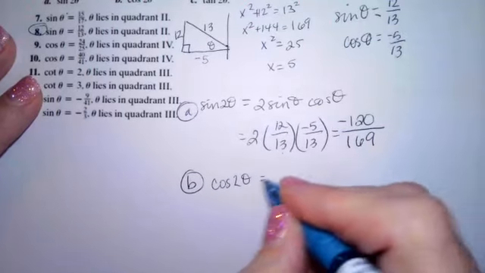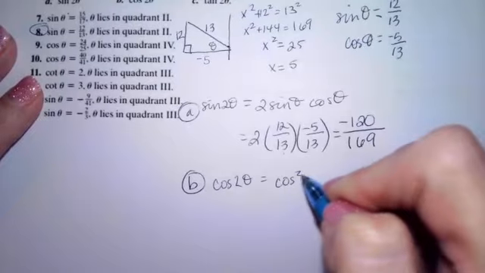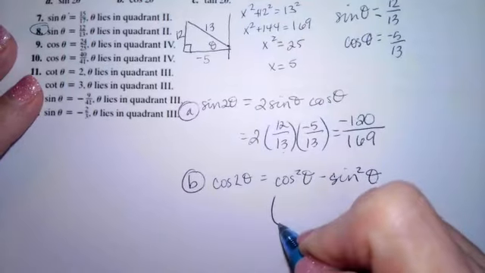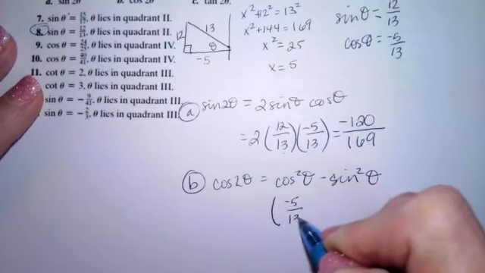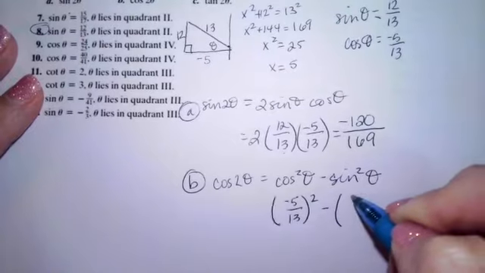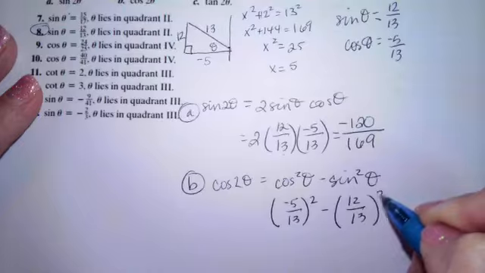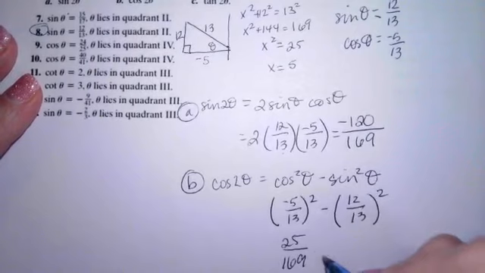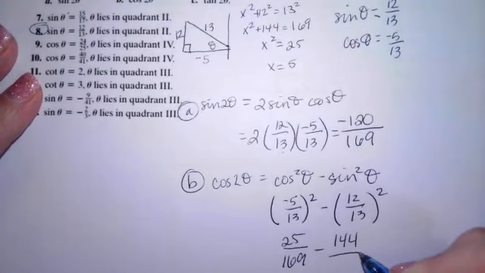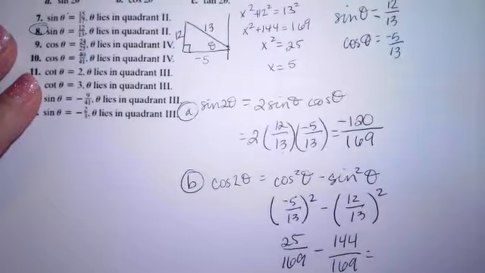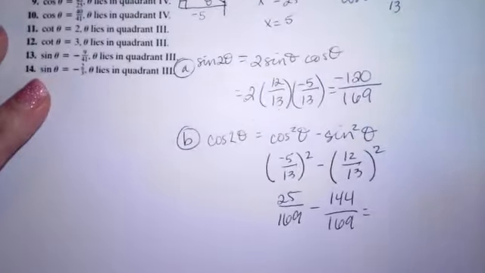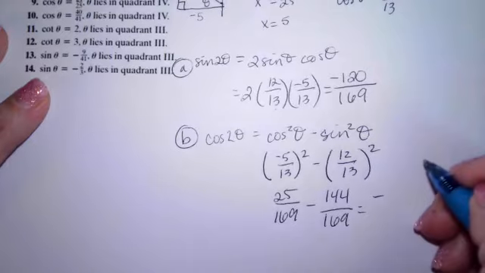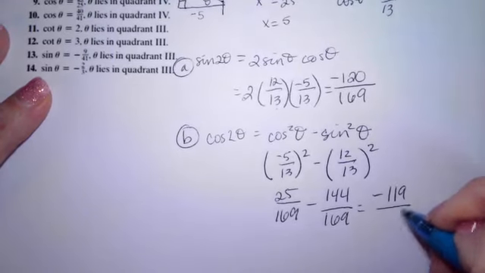cosine double theta is cosine squared theta minus sine squared theta. So then that's going to be negative 5 over 13 squared minus 12 over 13 squared. So 25 over 169 minus 144 over 169. And that is going to give me negative 119 over 169.